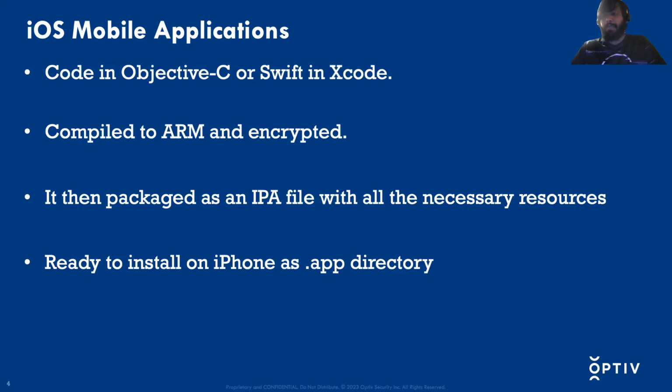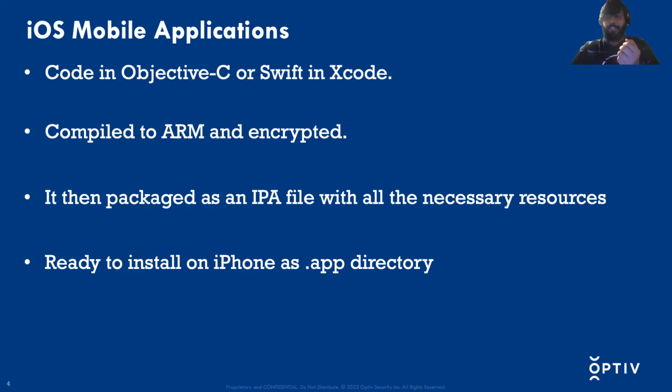Building an iOS application really depends on the type of application and its requirements, right? Once the application is built, it gets compiled to ARM and encrypted. It is then packaged as an IPA file with all the necessary resources. Resources such as the user interface components, application icon, images, browser components, the hosts that the application tries to reach, and all those necessary resources are packaged as an IPA file, and then it is ready to install on the iPhone as an .app directory.